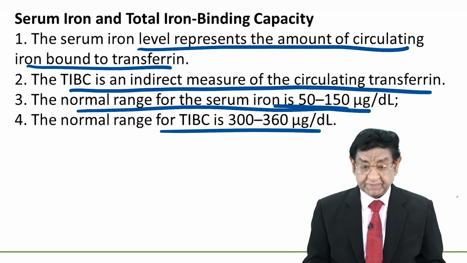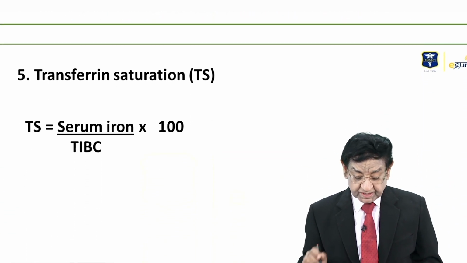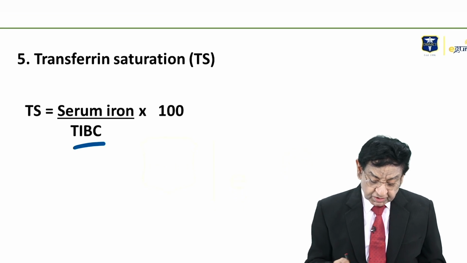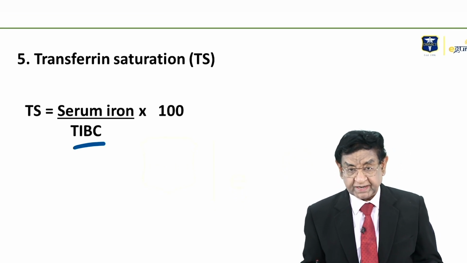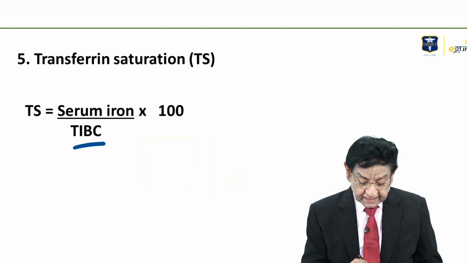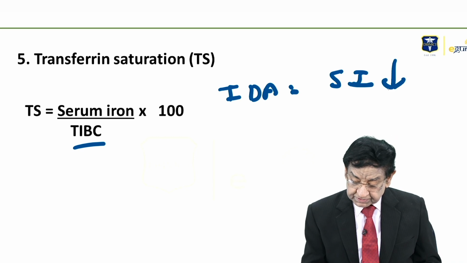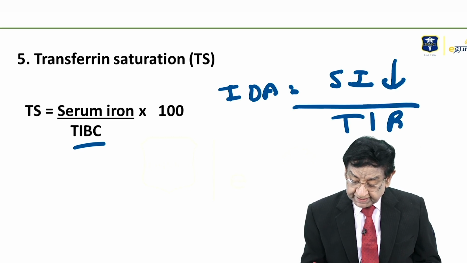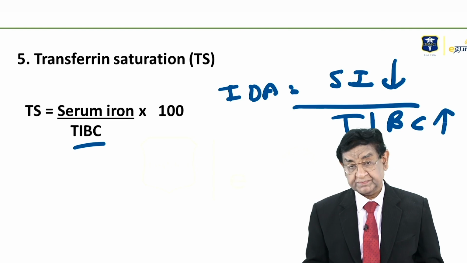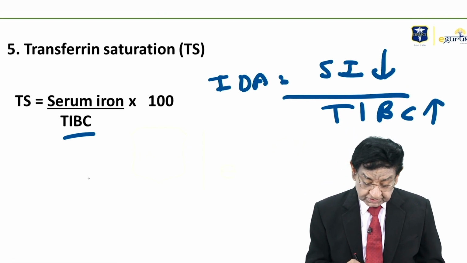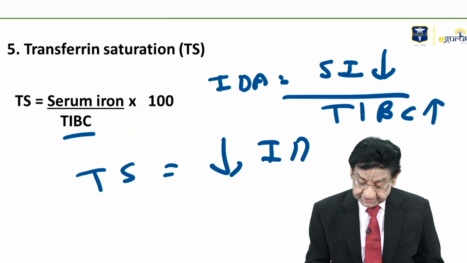With this basic background, now let's talk about the very confusing transferrin saturation. Transferrin saturation is serum iron divided by total iron binding capacity, multiplied by 100. I told you in iron deficiency anemia, serum iron is reduced and total iron binding capacity is increased. So definitely transferrin saturation will be reduced in iron deficiency anemia.